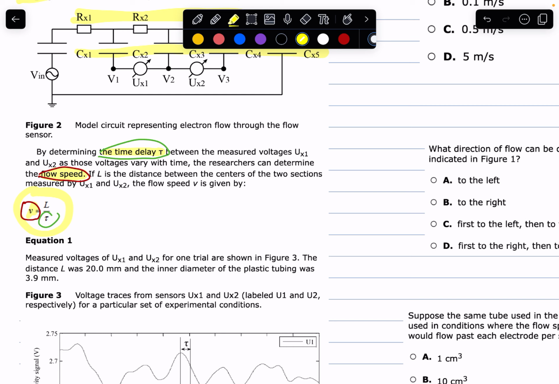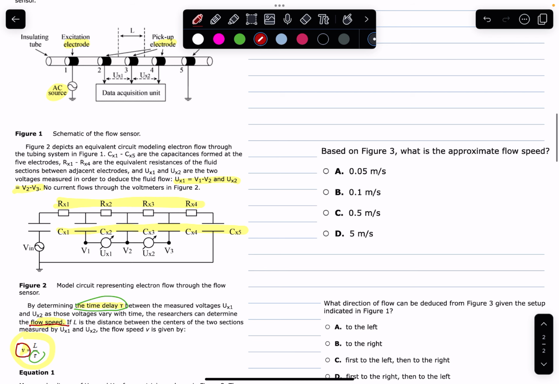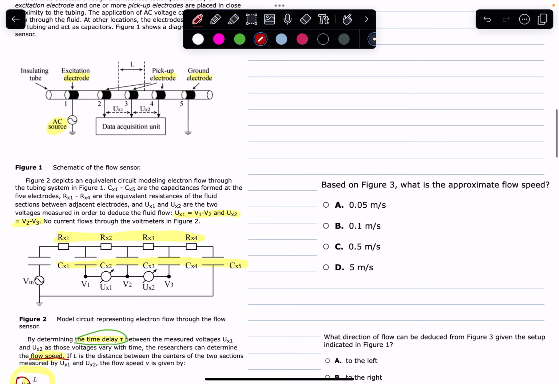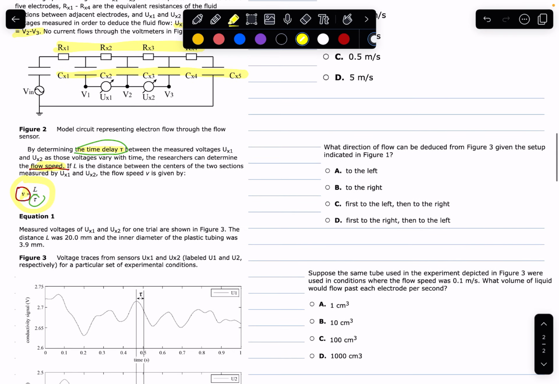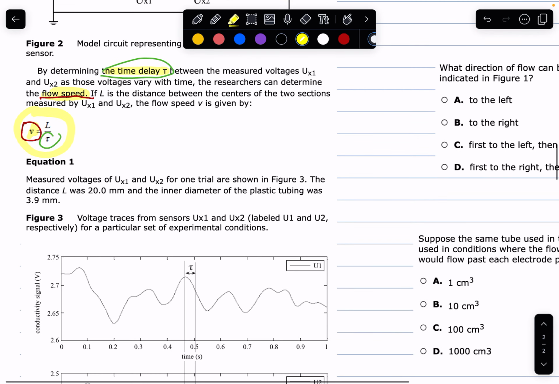Okay, V is, once again, the flow speed, right? And then L is the distance between the centers of the two sections measured by UX1 and UX2. And if you look at this picture, figure 1, you can see this is L, right? It's the distance between UX1 and UX2, okay? That matches the paragraph wording. Okay, now we can keep reading.